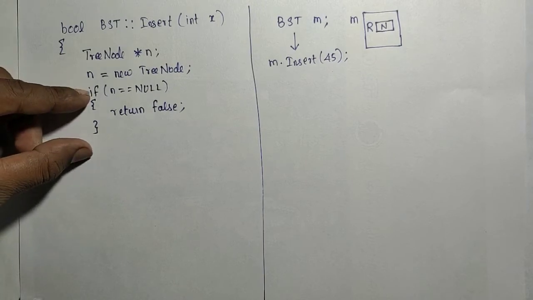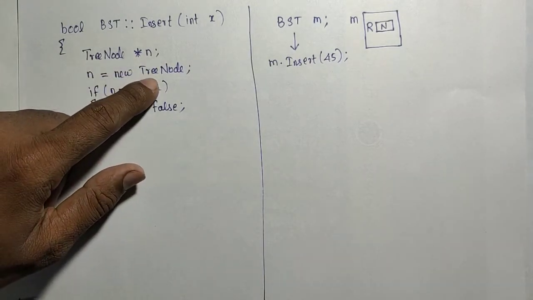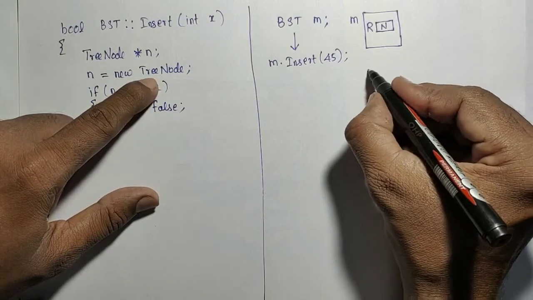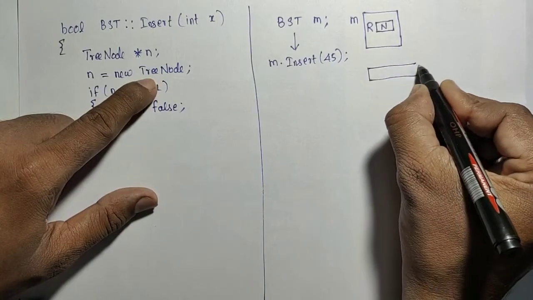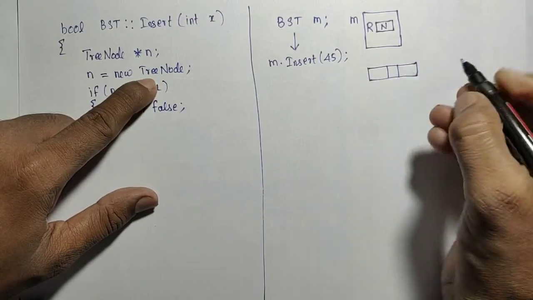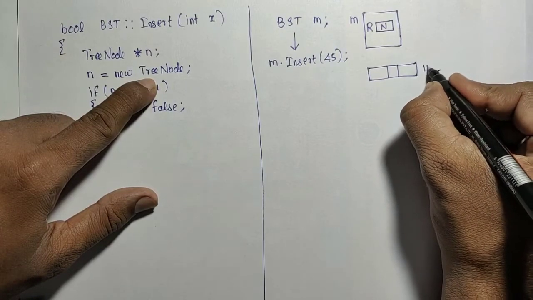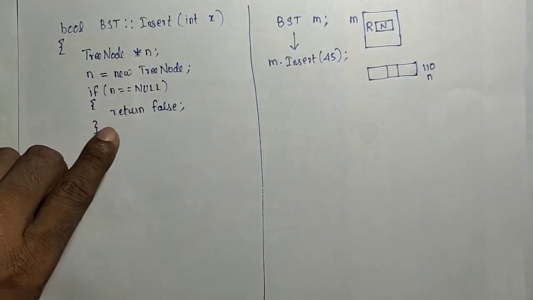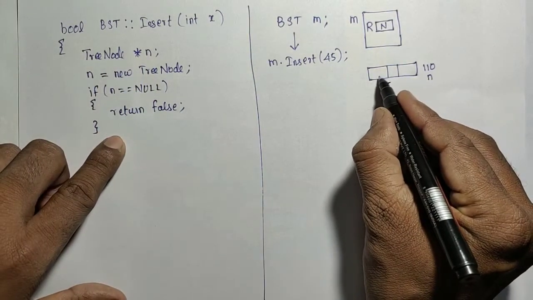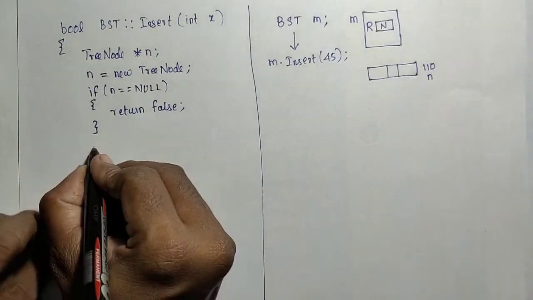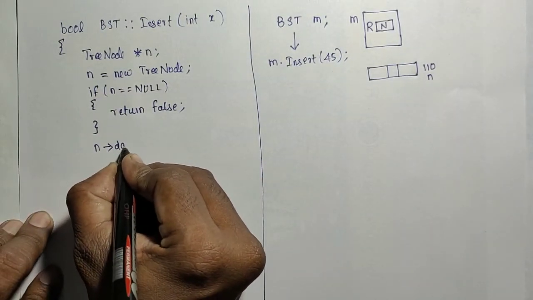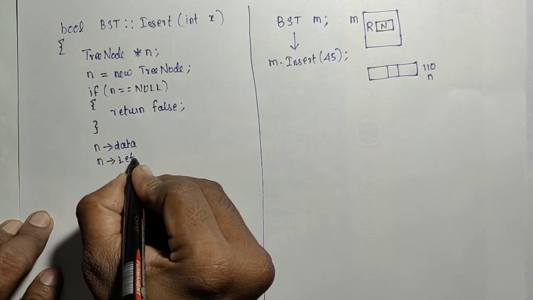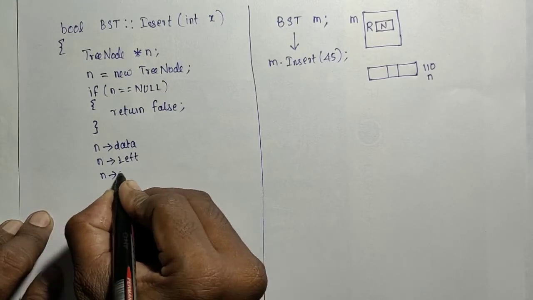If n is not equal to null, it means the tree node is created successfully. So in the next case I have to link this. The tree node will be created like this. Say the address is 110. It is named n, that is the new node. The new node fields have to be filled: left, right, data. So n of data, n of left and n of right.